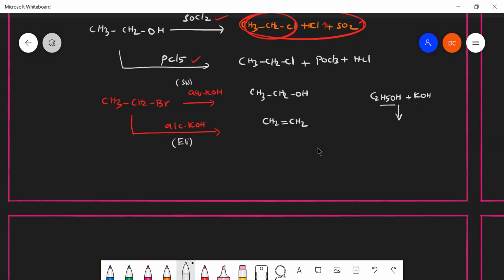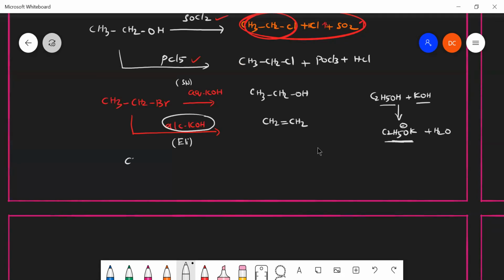So it's a weak acid, strong base. So C2H5OK, a very strong base, can get formed along with water. And this will be acting as a base here. And then this base is going to attack. So if it is alcoholic KOH, it means there is an elimination reaction.